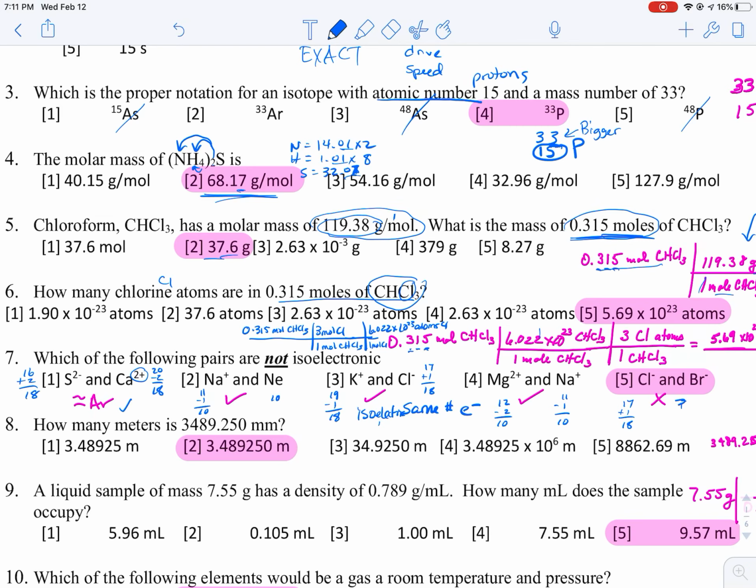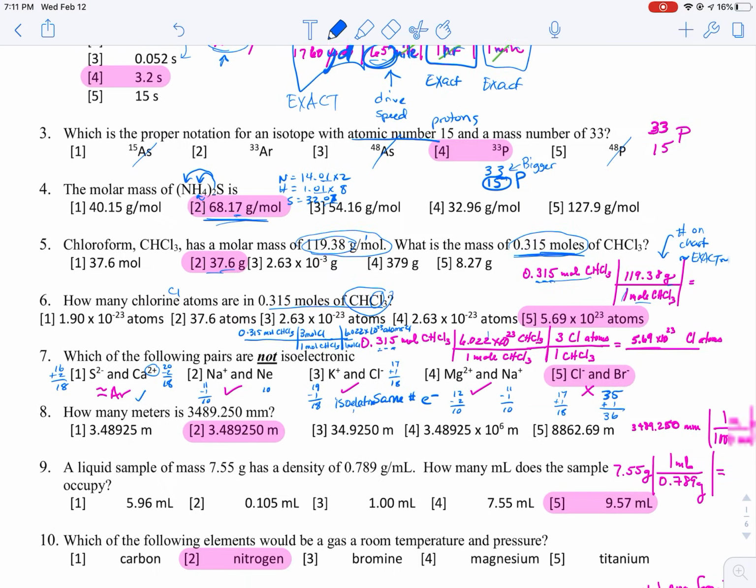And then bromine has 35, and he's negative, so we're adding an electron, so that's 36. So you can tell those are definitely not the same number of electrons, so this would be not isoelectric, which is what they're looking for.